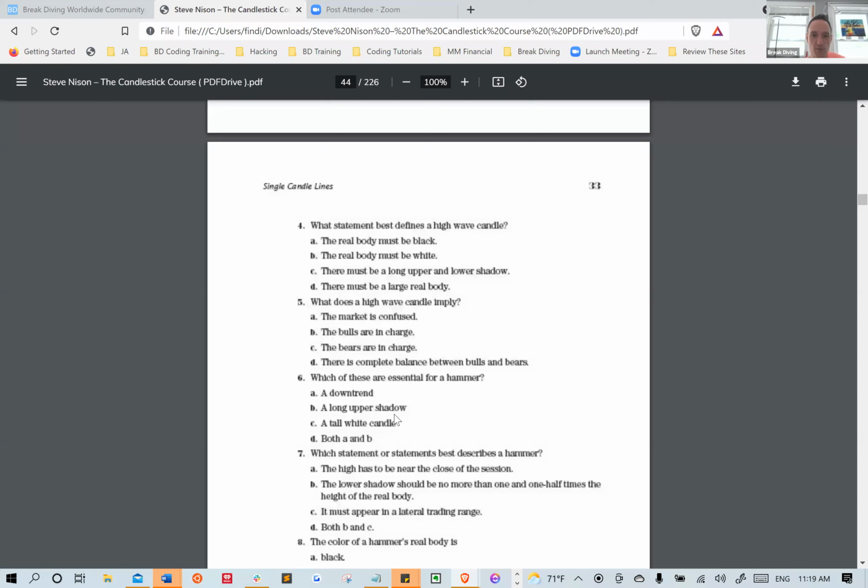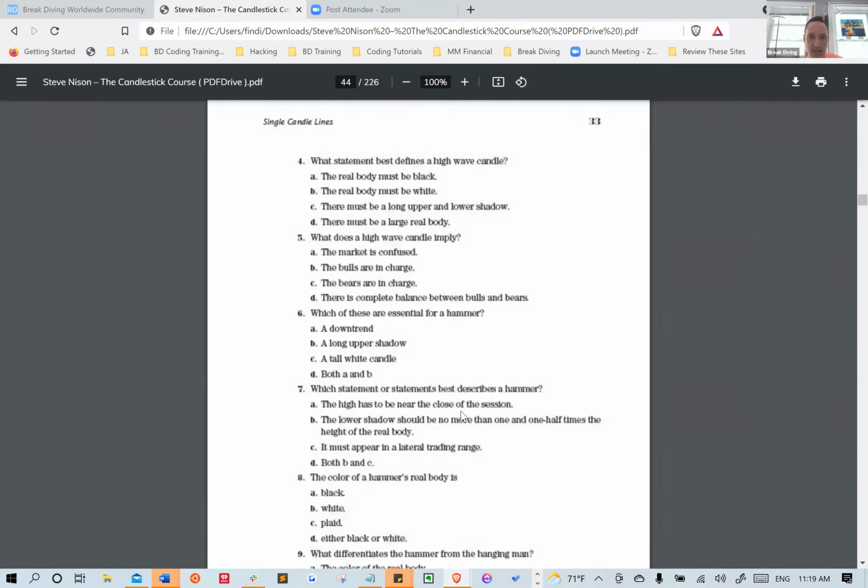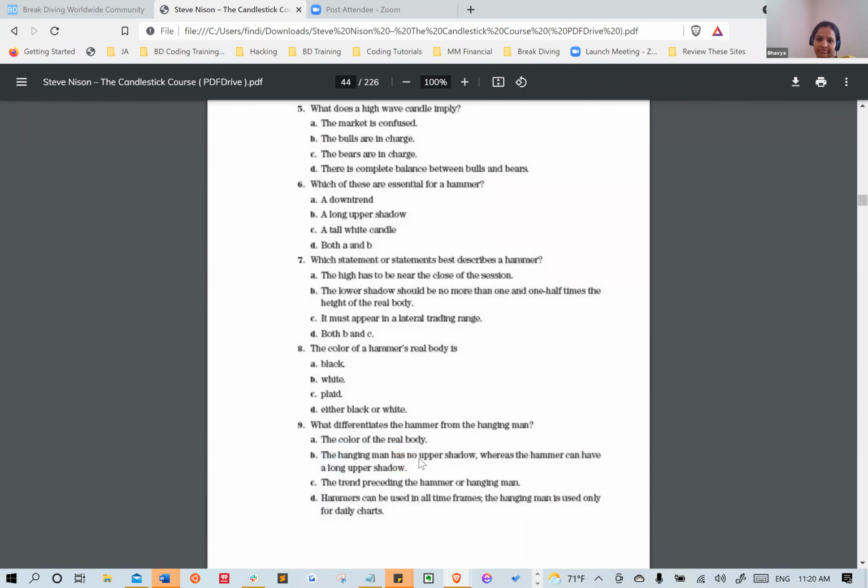Which of these are essential for a hammer in a downtrend? Let me see, both A and B. Do we need B, a long upper shadow? No, we need a long lower shadow. Yes. Which statement best describes a hammer? The high has to be near the close of the session. I'm not sure. The lower shadow should be no more than 1.5 times. We didn't talk about 1.5 times. It must appear in a lateral, no. So it's got to be A then. Yes. The color of a hammer's real body is either black or white.